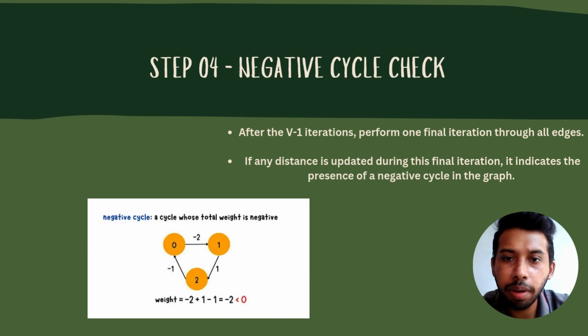After completing the v-1 iterations, we perform one final pass through all the edges. This step helps us detect if there is a negative cycle in the graph. If we find that any distance gets updated during this final iteration, it means there is a negative cycle. This is because the distance should not change anymore if we have already found the shortest path. In such cases, the algorithm will notify us and we can't determine a valid shortest path. If no distance is updated in the last iteration, the graph is free of negative cycles and the algorithm successfully returns the shortest paths.